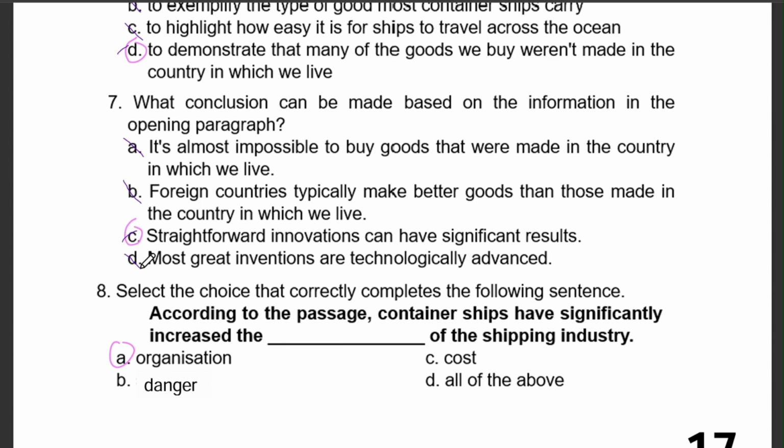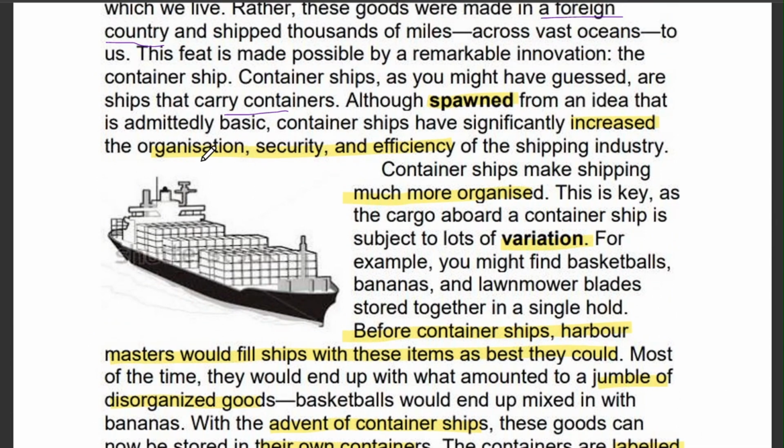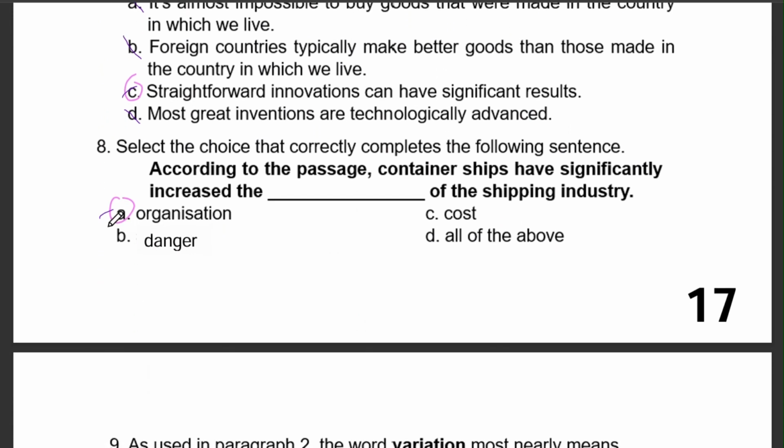Question 8. Select the choice that correctly completes the sentence. According to the passage, container ships have significantly increased the blank of the shipping industry. A. Organization. B. Danger. C. Cost. D. All of the above. The correct answer is A. Organization. The passage emphasizes that containers make shipping much more organized because the containers are labeled and can be stacked easily. Let's find out why the other options are not the best answer.